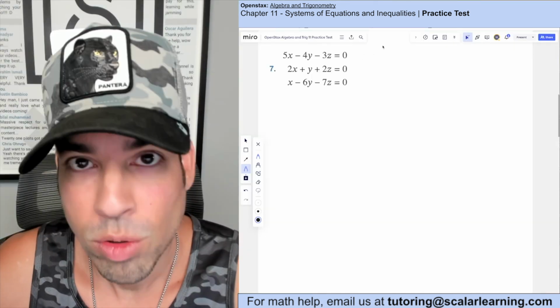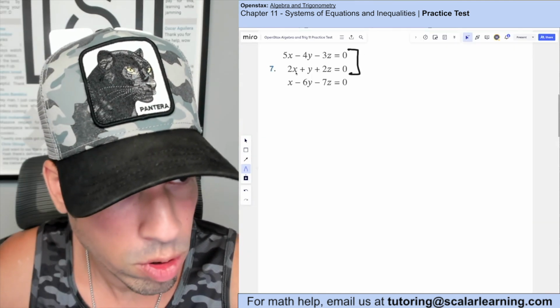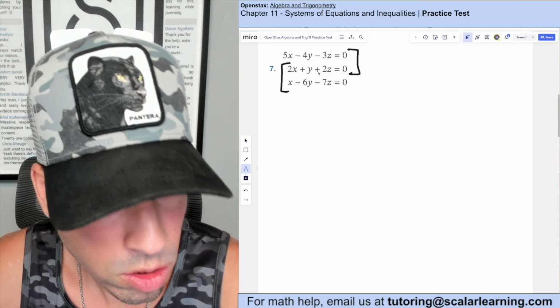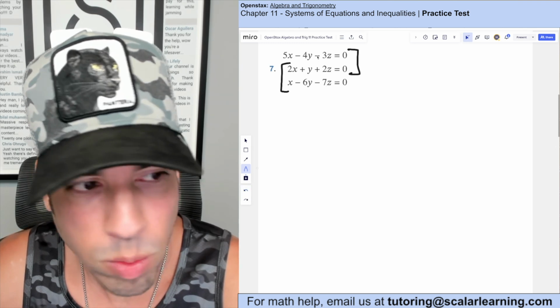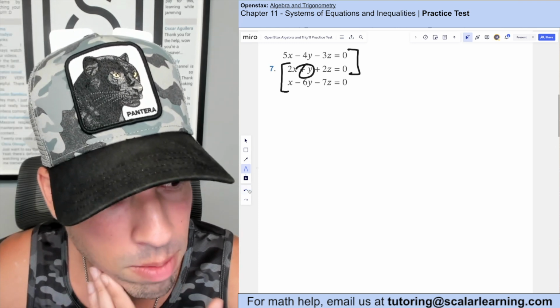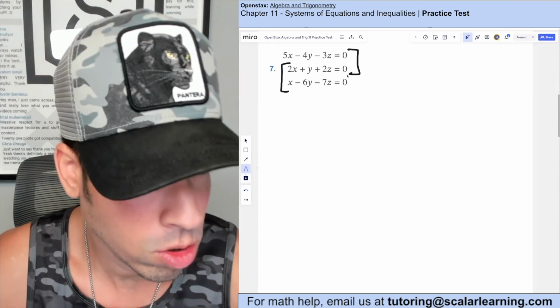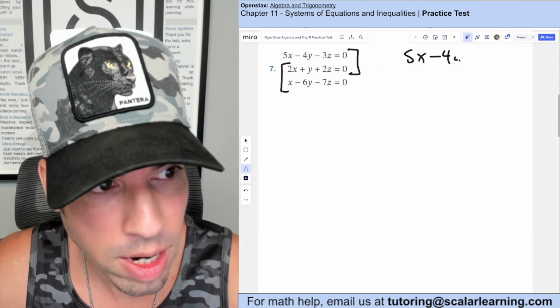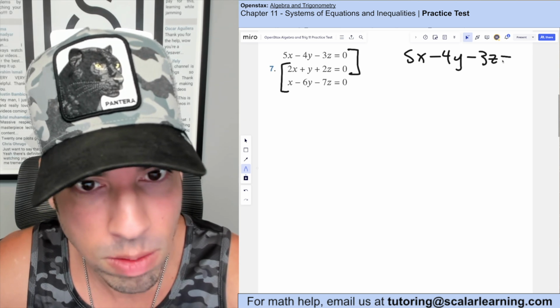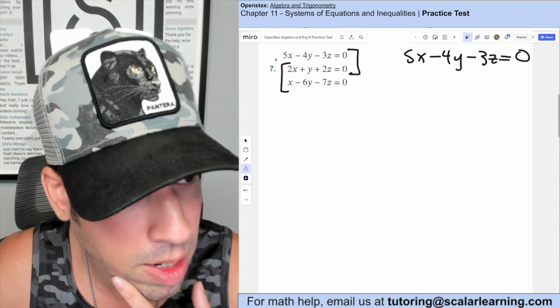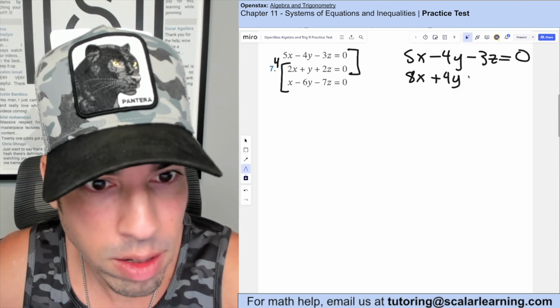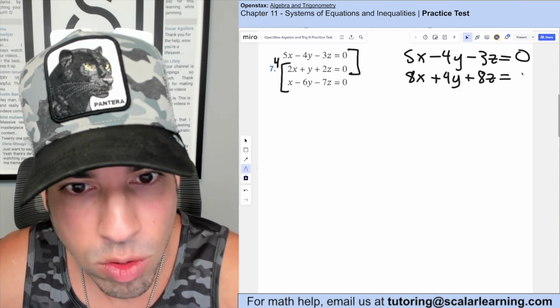Done. So for this one, again, I'm going to kind of group into those two and these two. And the variable I'd like to eliminate is y. Again, it's arbitrary. I could do whatever I want, but I just see a 1y in the middle in the equation that I'm using twice. So that's going to be easy to manipulate. So if I got the first equation as is like so, to knock out those y's, I'm going to multiply this one by 4. Then I get 8x plus 4y plus 8z equals 0.